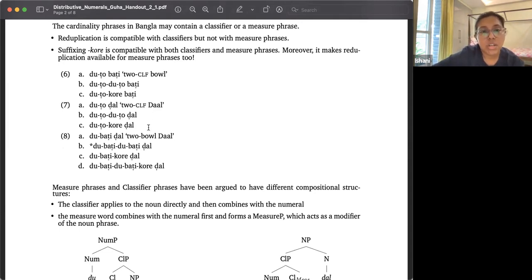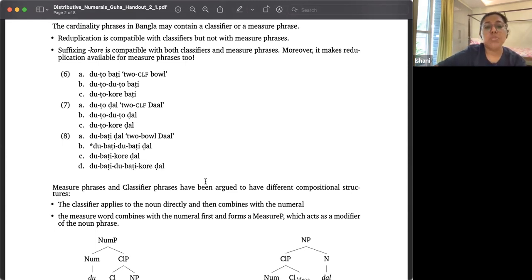In 7, duto dal, okay, this is possible here. To is behaving like a measure. So duto dal is not bad, and duto kore dal is perfect. Interesting facts hold for 8. So dubati dal, 2 bowlfuls of dal, dubati dal is judged to be bad by speakers.